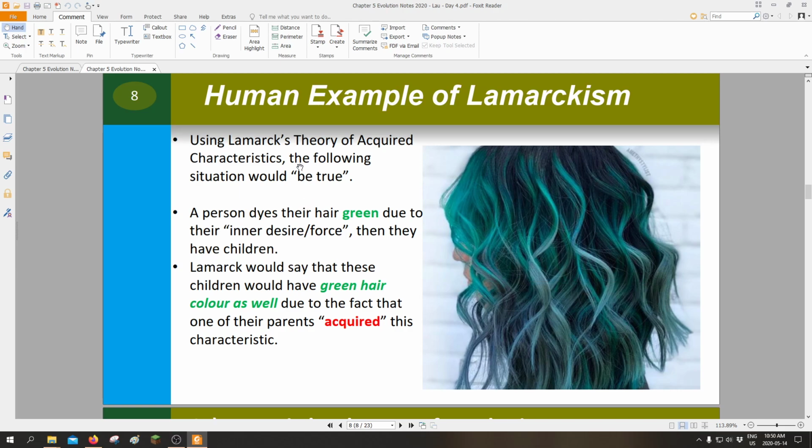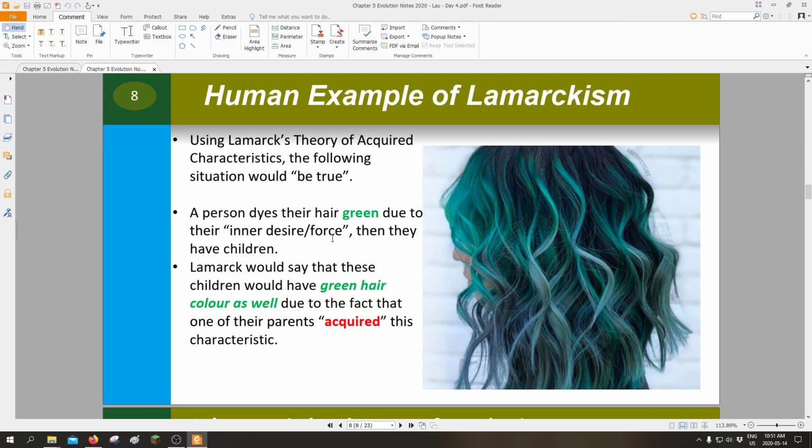Another human example would be the following situation, which would be true if Lamarck was correct about his theory of acquired characteristics. A person dyes their hair green, maybe because of their quote-unquote inner desire or force, then they have children. Lamarck would say that these children would also have green hair because one of their parents acquired this characteristic. Now you're starting to believe, okay, this is really out to lunch, and really Lamarck unfortunately was not correct.